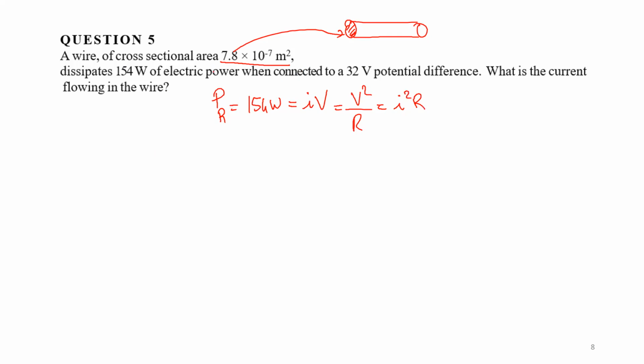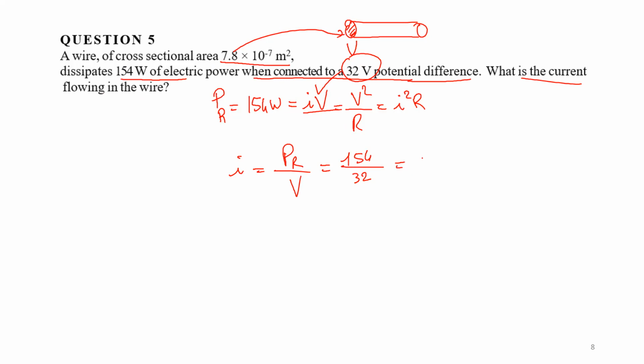Now here, what did I give you? I said that it dissipates this power when connected to 32 volts. So this is V, and I gave it to you. What is the current flowing in the wire? I'm asking you current. Of course, I'll be using this. The current will be the power divided by the voltage. So it will give you 154 divided by the voltage, which is 32. I believe you will get 4.8 amp.